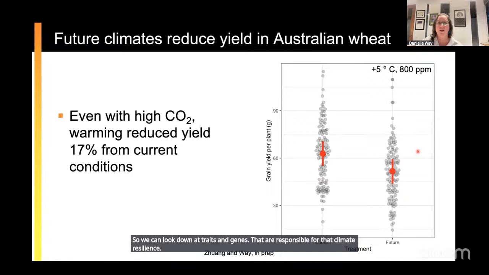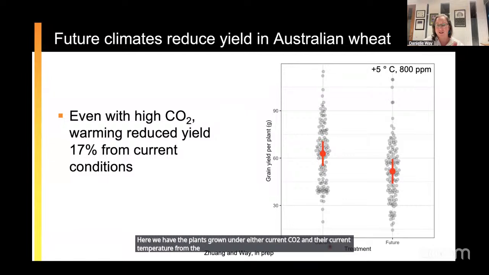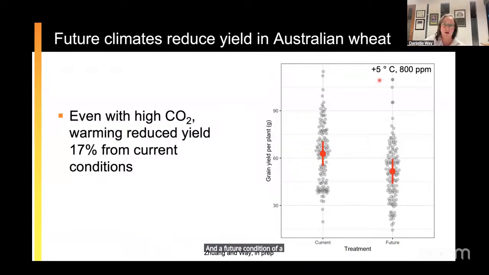Now, similarly, if we look at Australian wheat, this is work by Zhizhong Zhuang. Here we have the plants grown under either current CO2 and their current temperature from the wheat growing regions of Australia, and a future condition of a +5 warming, which is predicted for the end of the century, and basically a doubling of CO2. And here again, this is across 30 different lines of wheat. What we're seeing on average is about a 17% decline in yield.